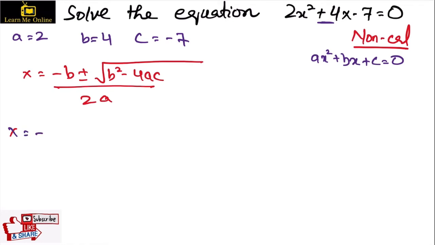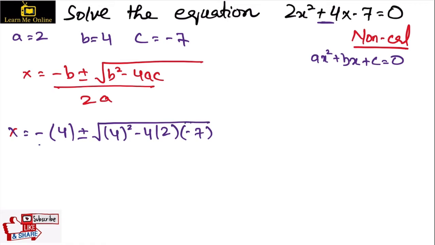So minus is there. The b value is 4. I'm going to write it down in a bracket. Then there's a plus minus. b squared means you do 4 squared minus 4, a is 2 and c is minus 7. All the values which replace the letters, I put them in a bracket, so I'm not going to make any kind of sign mistake. In the denominator, 2 times a means 2 times 2.